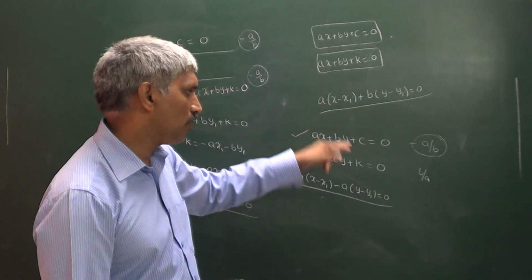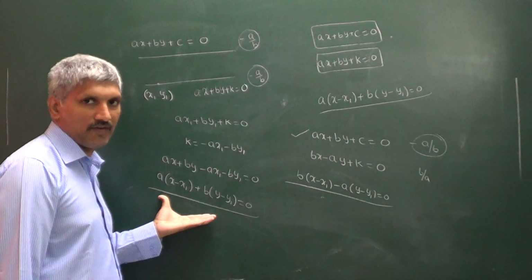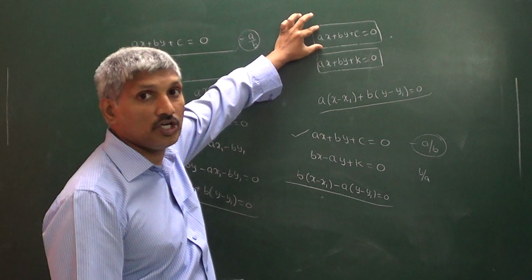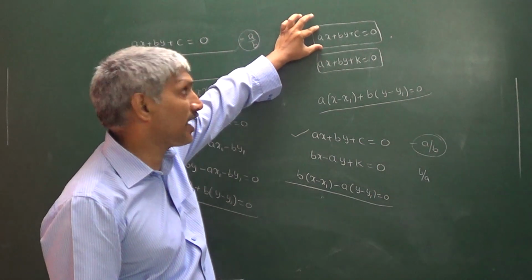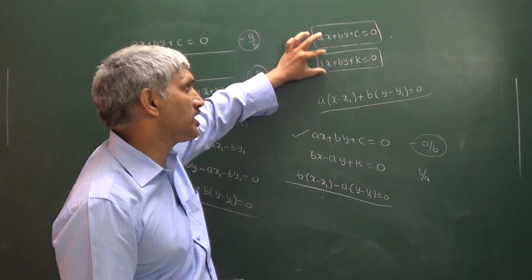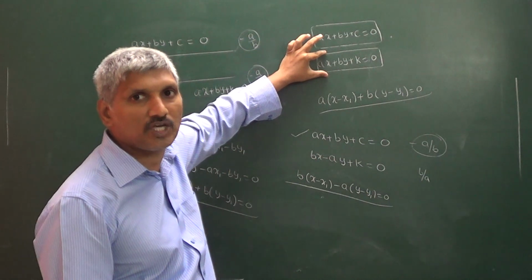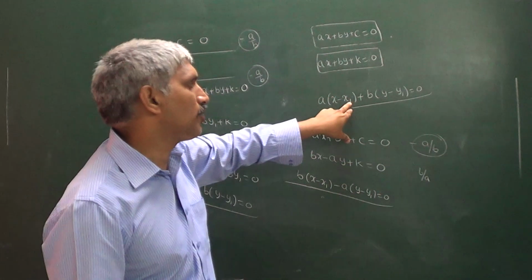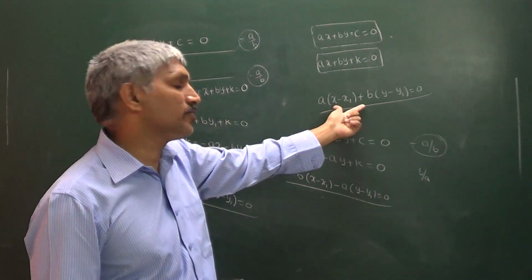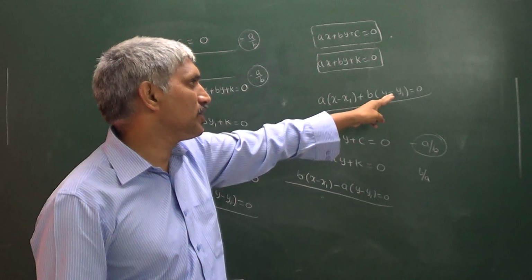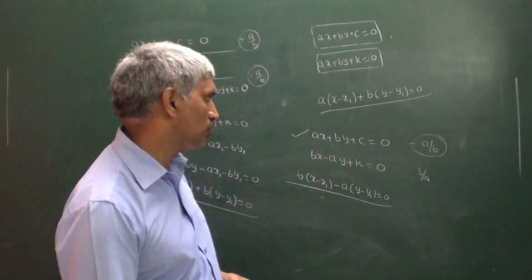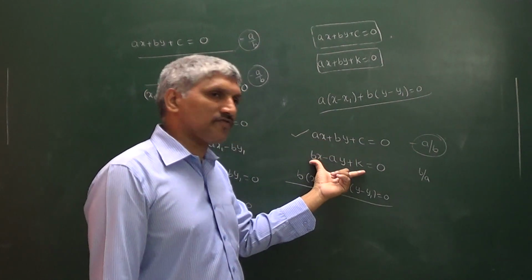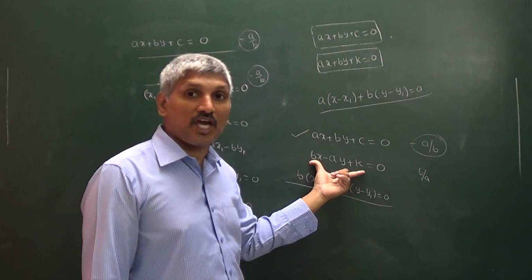Right? Same way we got the k value here. Ax plus by plus c is equal to 0 is the general form of the equation of a line. Any line parallel to this line is of the form ax plus by plus k is equal to 0. Any line parallel to this and passing through a point x1, y1 is of the form a into x minus x1 plus b into y minus y1 is equal to 0. Now any line perpendicular to this line is of the form bx minus ay plus k is equal to 0.